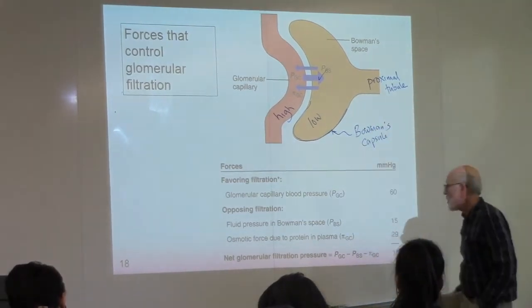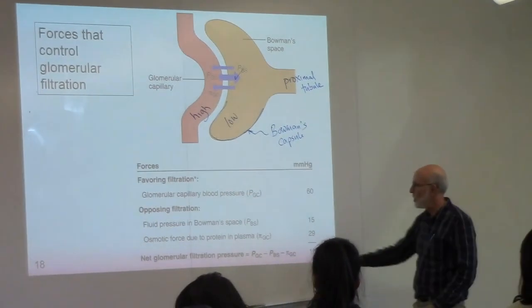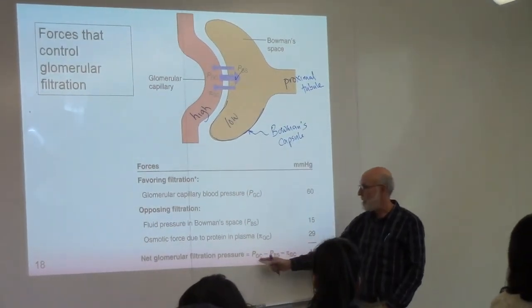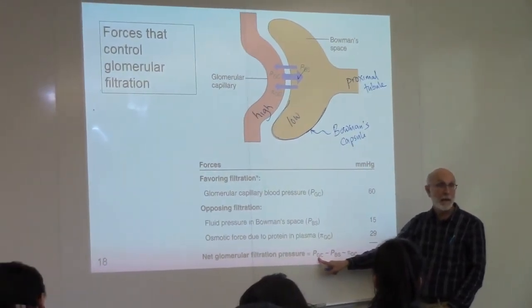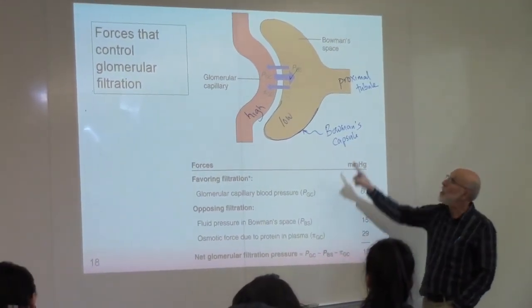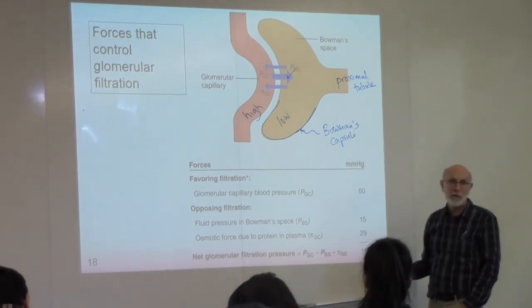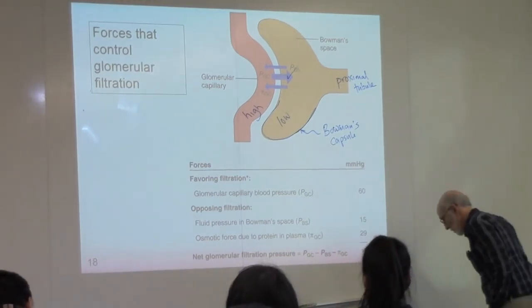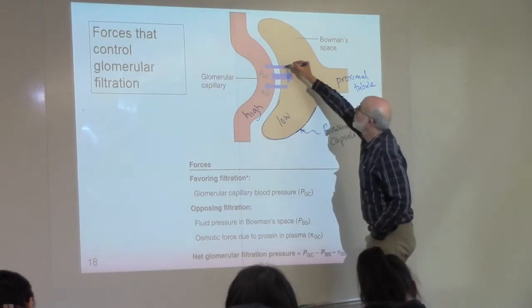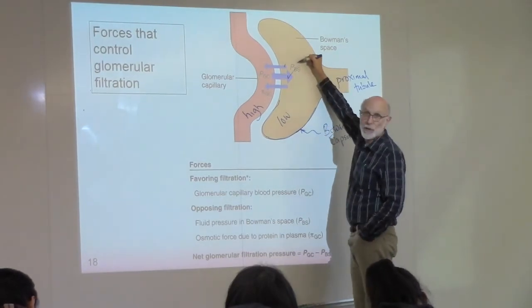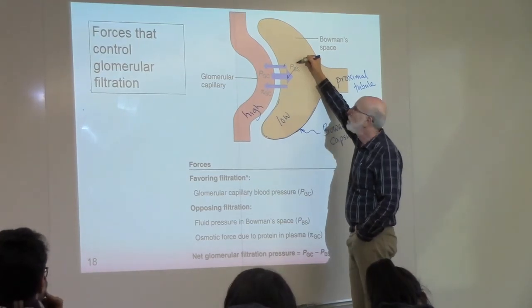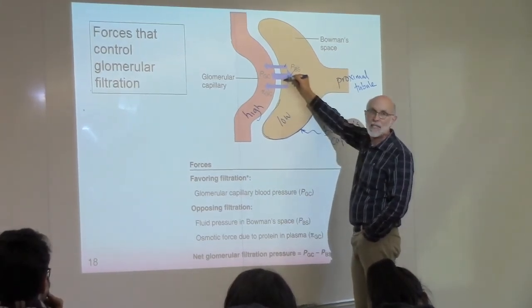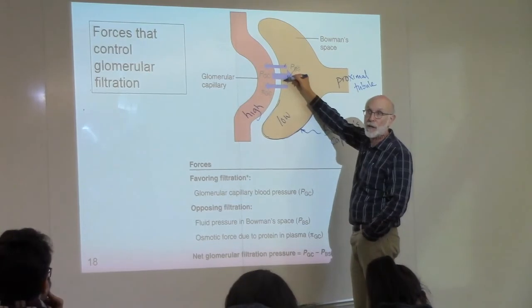So if we want to talk about the net pressure, it's the hydrostatic pressure in the glomerular capillary minus the hydrostatic pressure in the Bowman space. That's this arrow. This arrow represents the pressure that builds up in Bowman space. It's not zero, it's got some pressure. It's almost always less than the blood pressure in the glomerular capillaries.